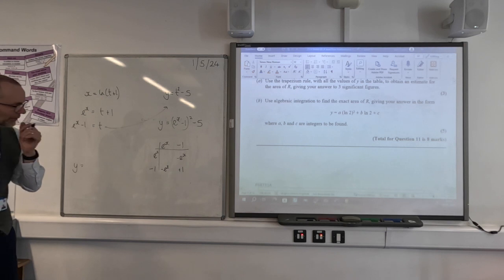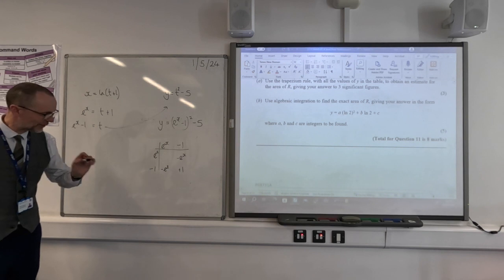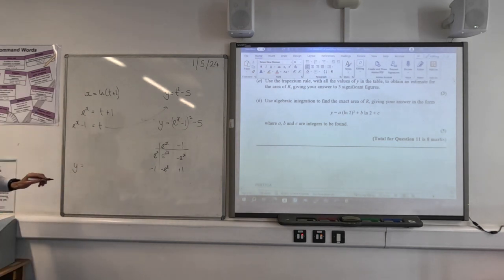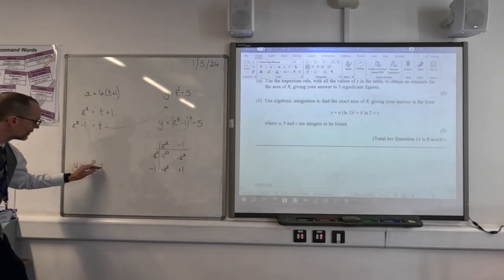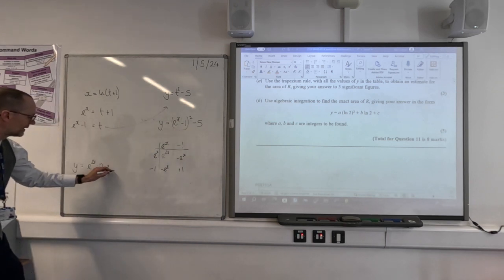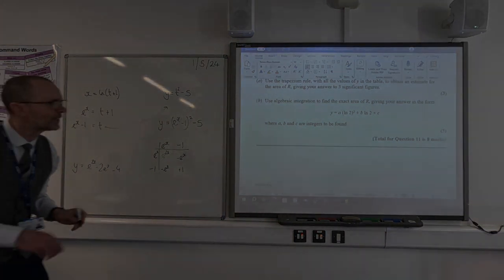What do you reckon, Callum? What is e to the x multiplied by e to the x? E to the 2x, yeah. We add the powers. So well done if you got that. So that means we've got e to the 2x minus 2 lots of e to the x. We've got plus 1, but then we've got a minus 5. So there we go. And that is a quadratic in disguise, isn't it? That's a quadratic in disguise. There we go. That's another lesson.